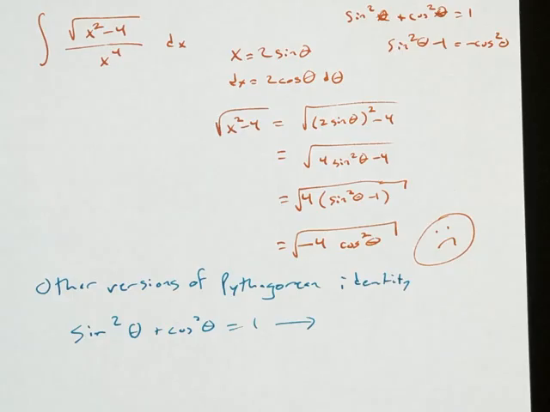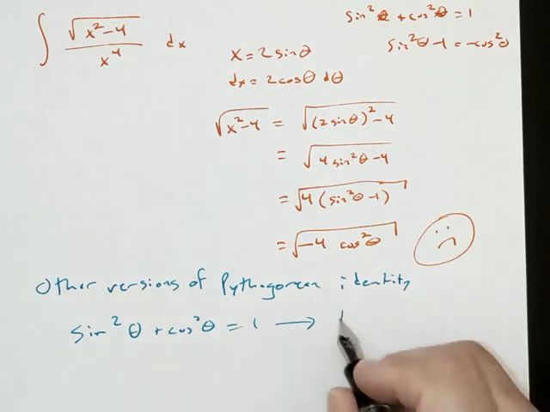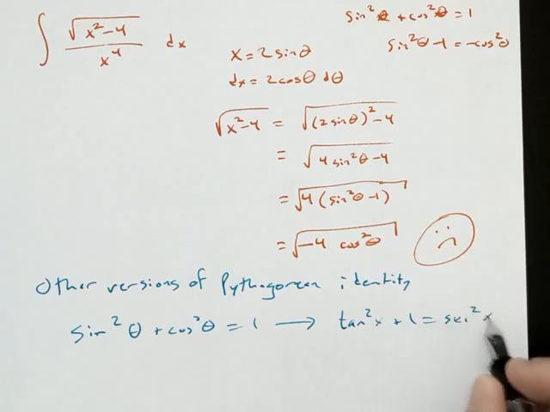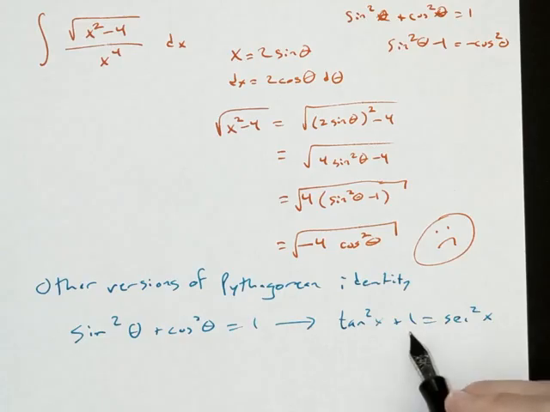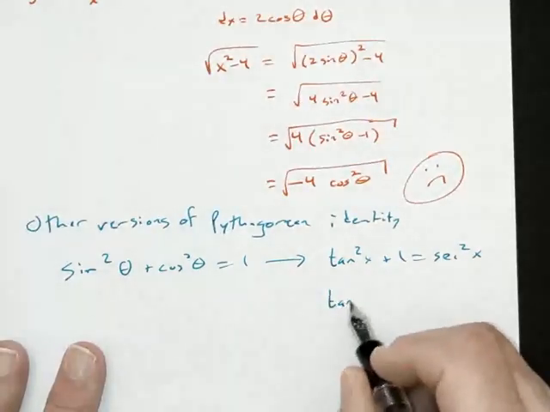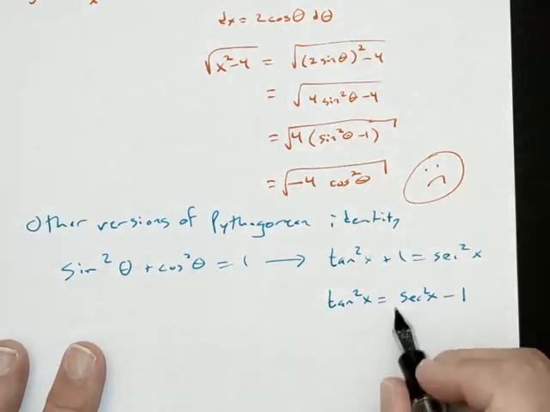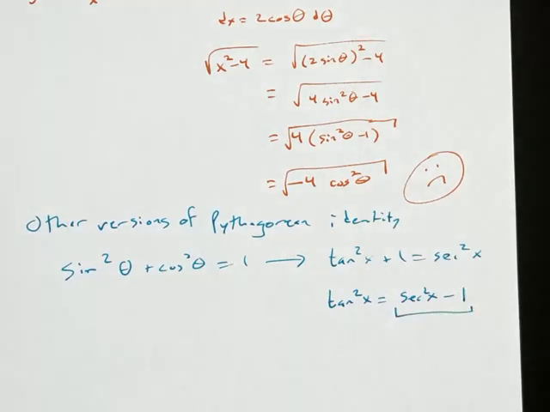Tangent squared x plus 1 equals secant squared x. So if I move this 1 to the other side, I get tangent squared x is secant squared x minus 1. That's in the right order. So what if instead of using sine, I used secant?